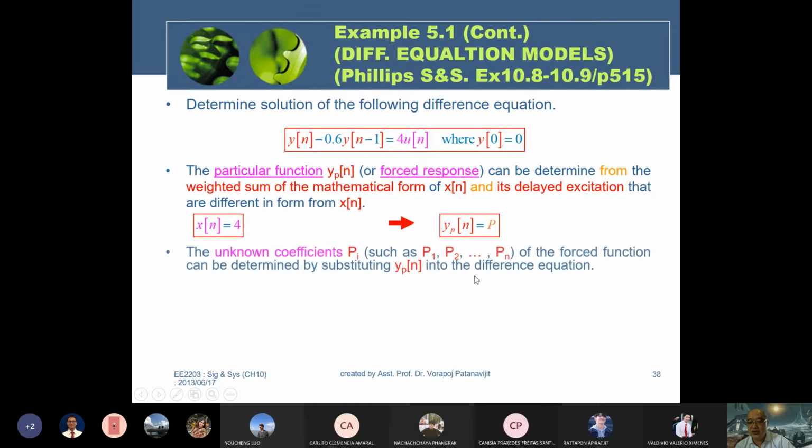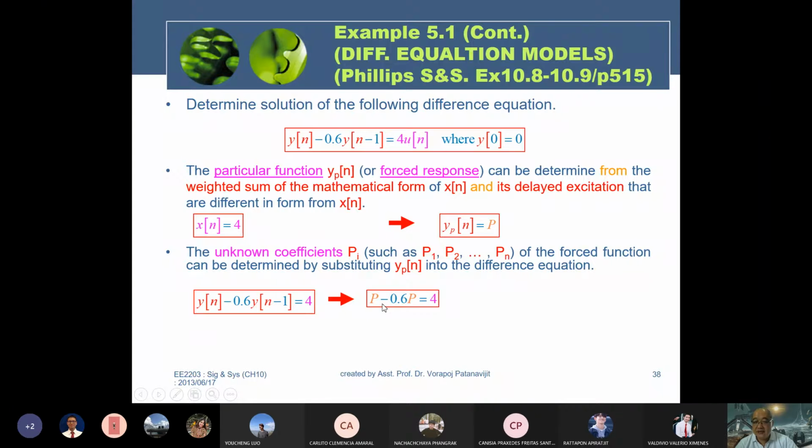The unknown coefficients pi of the forced functions can be determined by substituting yp into the difference equation. You substitute yp to be constant. Substitute the constant in here. Yp is constant. If you shift the constant, the function on the right-hand side or the left-hand side is still identical. It's still the same p. You substitute yn minus 1 with p again.